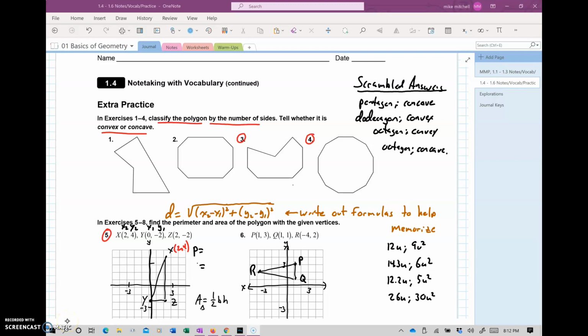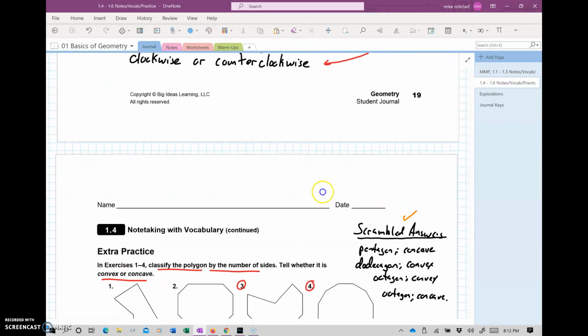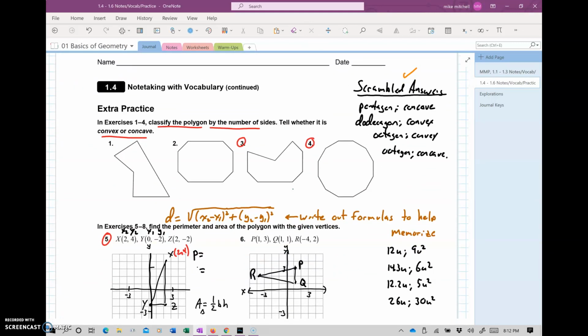Okay, straight into the extra practice. Not a lot of notes in this section. Again, you've got scrambled answers over here. Let me erase these extra orange lines before I forget. Classify the polygon. That means name it by the number of sides and tell whether it is convex or concave.